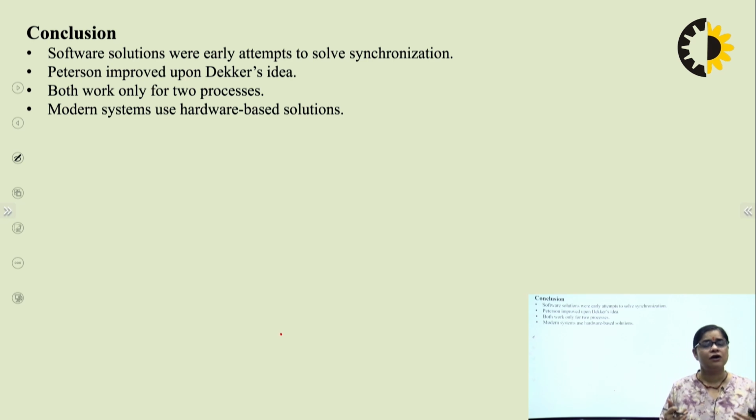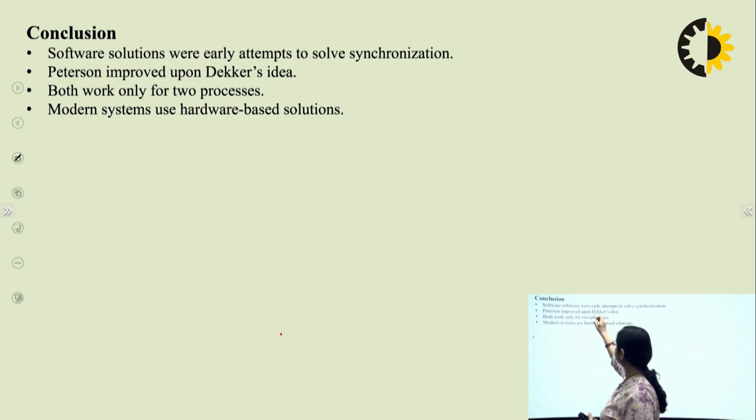So what are the conclusions we have reached here? The software solutions were early attempts to solve synchronization. We found this when we discussed Dekker's algorithm in the previous video and Peterson's algorithm in this video. Peterson's is just an improved version of Dekker's idea.